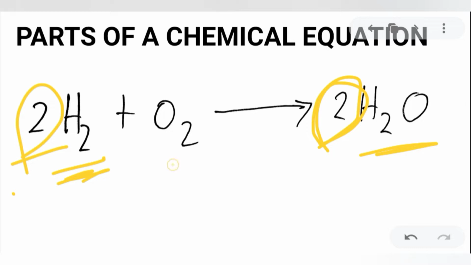And then we also have here the subscript. You don't have to change the subscript, you just have to put a coefficient here. Because if you change the subscript of the compound, then it is no longer the same product that you are balancing or in the reaction. So we must abide by the law of multiple proportions, in which you just have to put a coefficient here and not alter the identity of the compound that you are balancing.